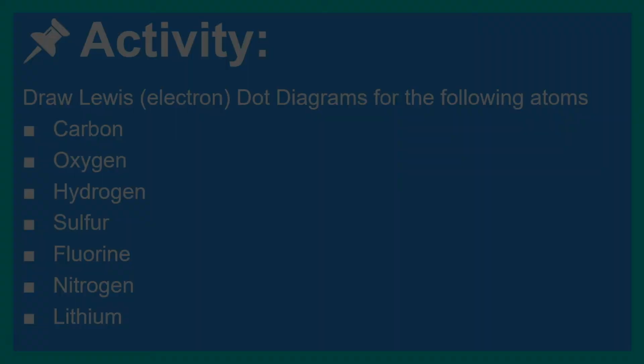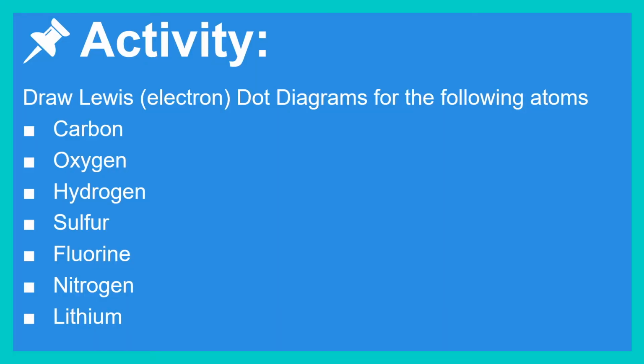All right, so take a moment now, pause the video and go drawing those electron dot diagrams for the following atoms: carbon, oxygen, hydrogen, sulfur, fluorine, nitrogen, and lithium. Just a heads up, sometimes diagrams are also called Lewis diagrams. That's just another name for the same thing. So pause the video and have a go.